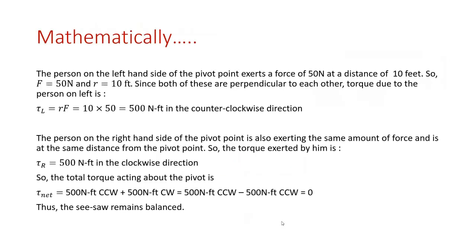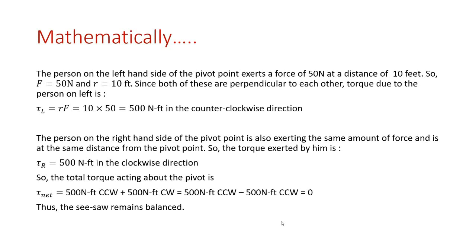The person on the left hand side of the pivot point is exerting a force of 50 newtons and is sitting at a distance of 10 feet from the pivot point. So the torque in this case is r F. Over here the angle theta is 90 degrees and sine of 90 is 1. So you just take the product of the distance and the force. So you get a torque of 500 newton feet in the counterclockwise direction.